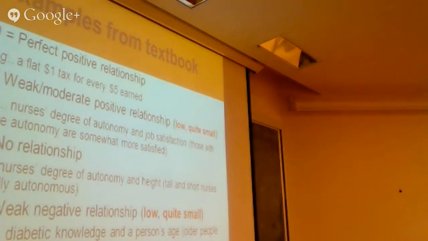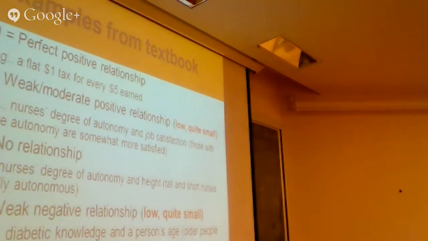Here's a weak relationship. A nurse's degree of autonomy and job satisfaction. Right? So here we plot job satisfaction. Here we plot autonomy. So the more autonomy they have, sort of job satisfaction goes up. So that's 0.35, very weak relationship. Nurse's degree of autonomy and height. If you're taller, do you have more autonomy? No, makes no relationship whatsoever. That's a 0 relationship.